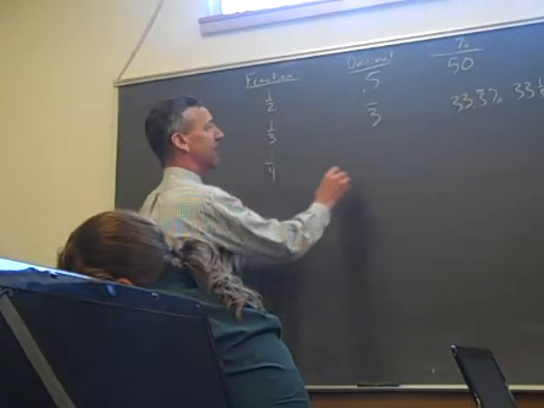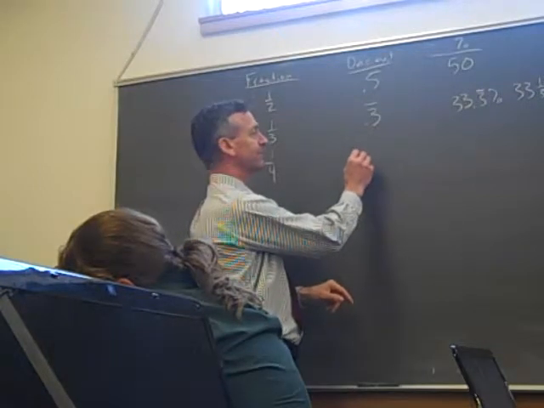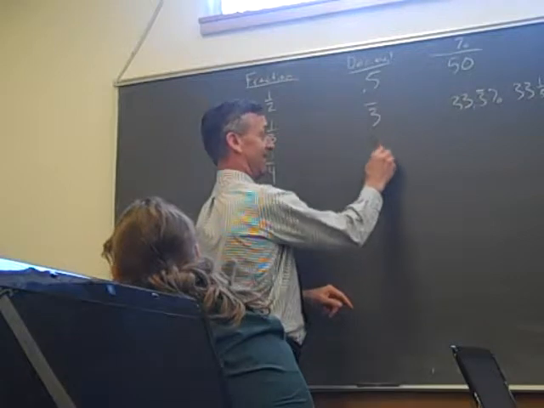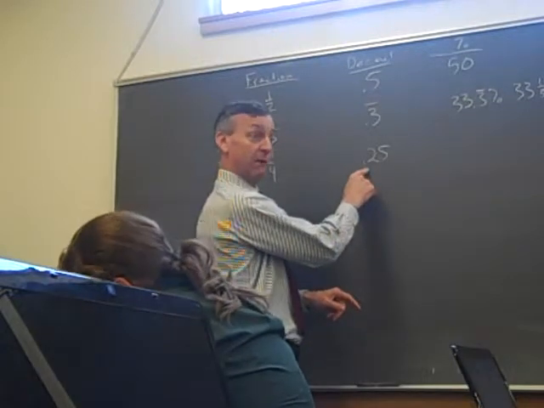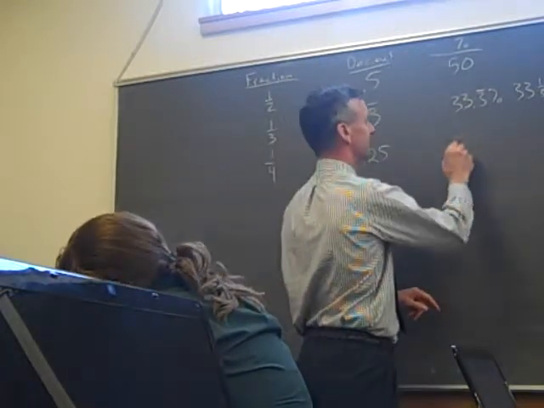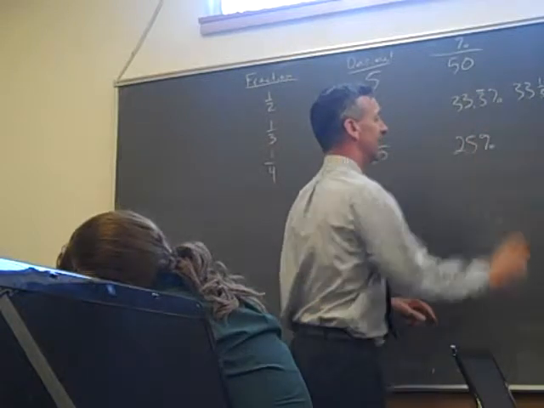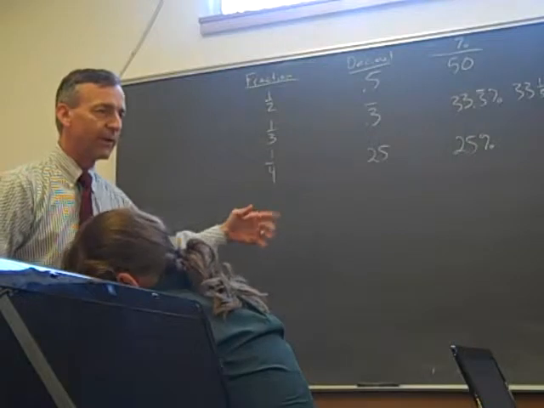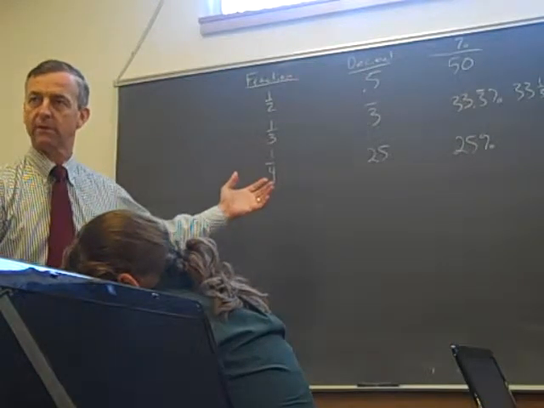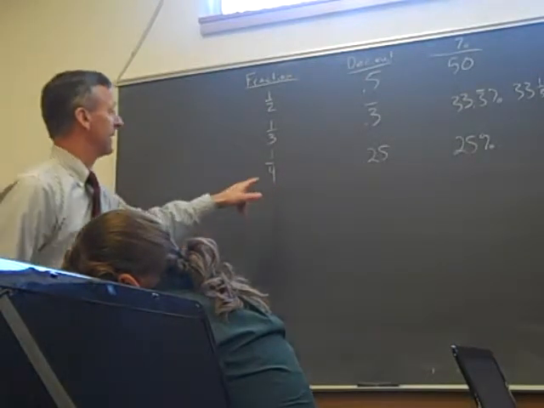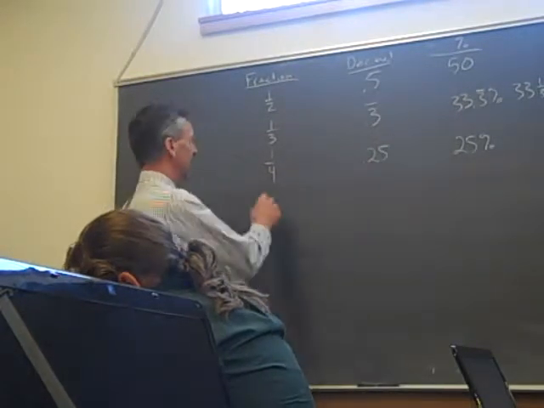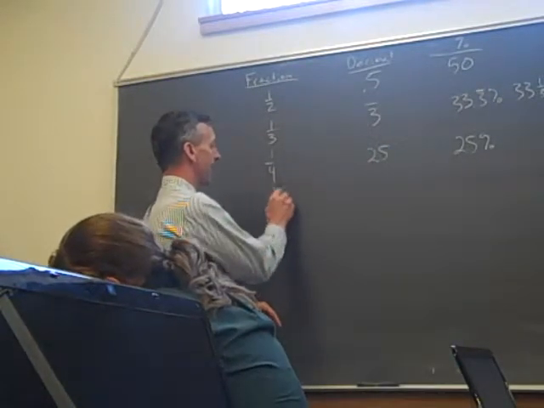1/4. You better know this one. A quarter is, that's a quarter, right? 25 cents. And what? 25%. And if you know 1/4, you should know 2 quarters and 3 quarters and 4 quarters. So if I had 3 quarters here, you'd be able to fill that one in. Okay? What's this?